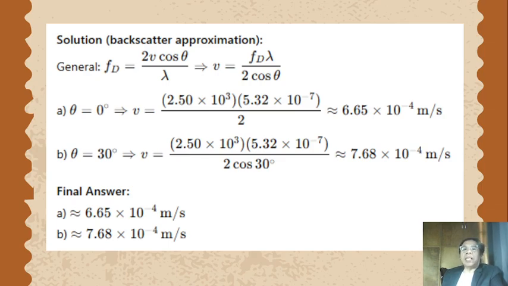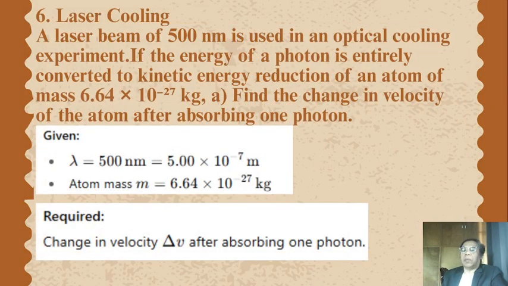So the velocity at 30 degrees, substitute now theta to be 30 degrees, and substitute the given values. So it's approximately equal to 7.68 times 10 raised to negative 4 meters per second. Let's proceed with number 6.